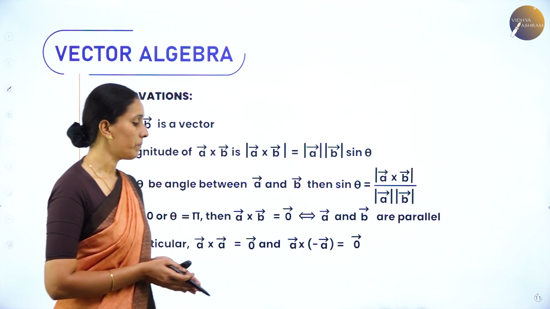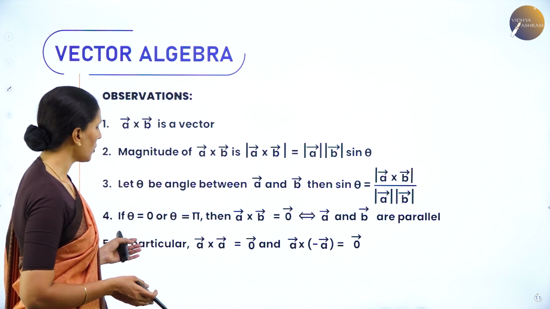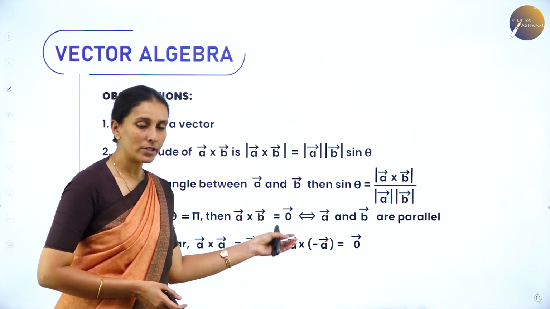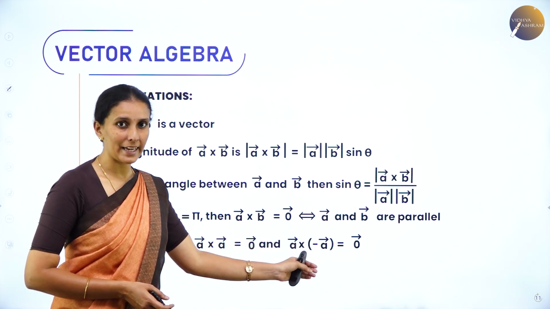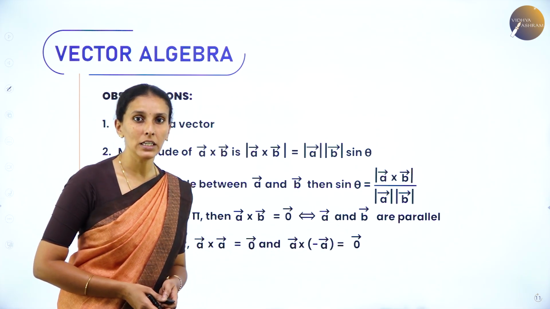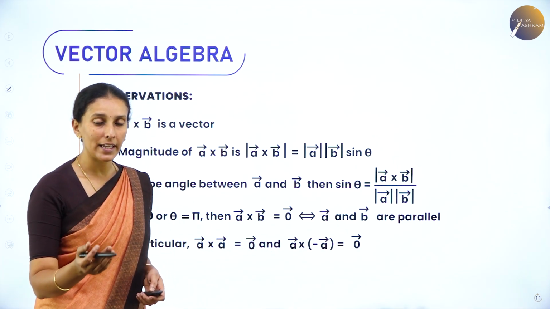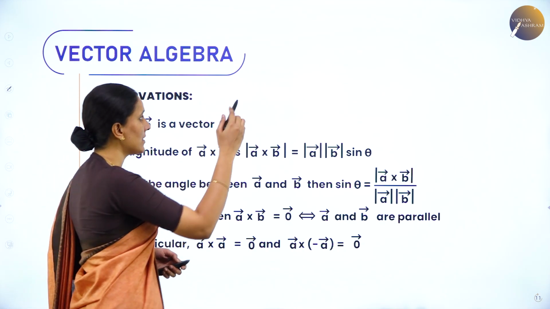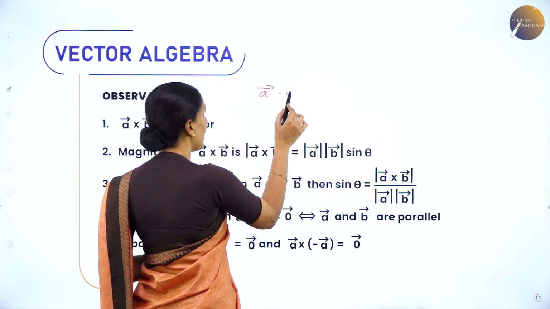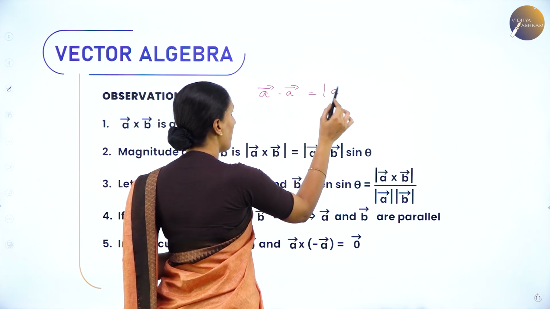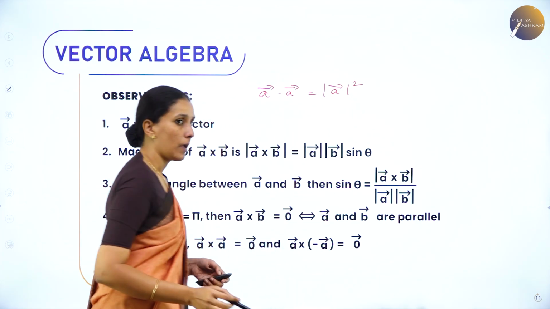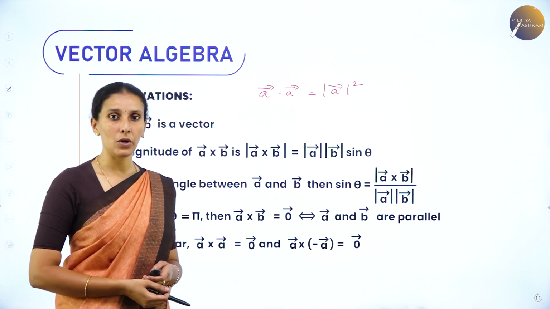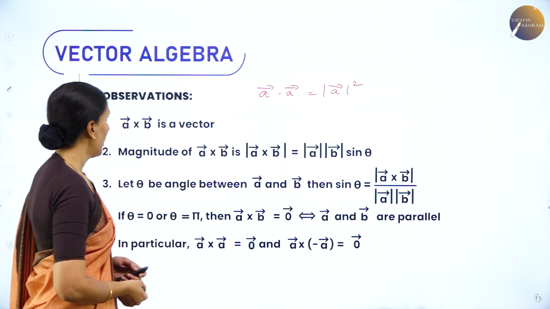Next, the cross product of the same vector as well as the cross product of the vector with its negative is equal to vector 0. That is, A cross A is equal to 0. But A dot A, vector A dot vector A, is equal to the square of its magnitude. But A cross A as well as A cross minus A will be equal to the null vector.